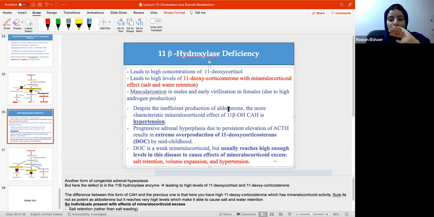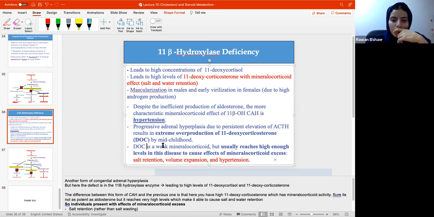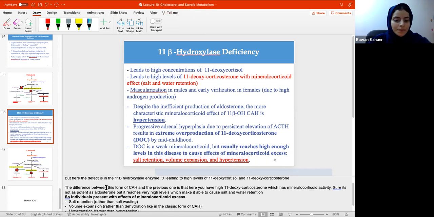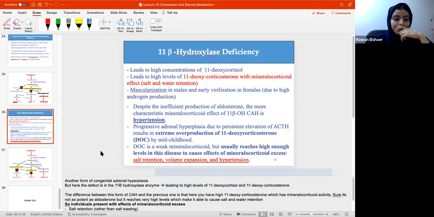Okay, so despite insufficient production of aldosterone, you will have the effect of 11 beta hydroxylase deficiency, which is basically the one that I mentioned: the deoxycorticosterone, which will cause the hypertension. It's weak, but this is basically what I said. You'll have salt retention, volume expansion, and hypertension. That's what you need to remember. The other one will cause salt wasting, hypovolemia, and hypotension. And I think that's it.